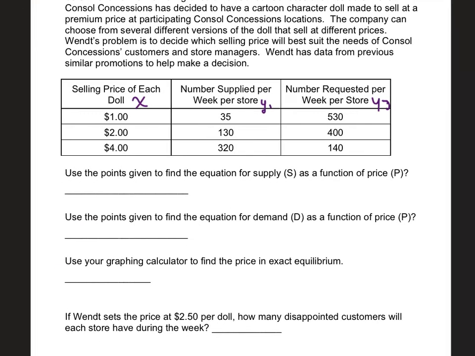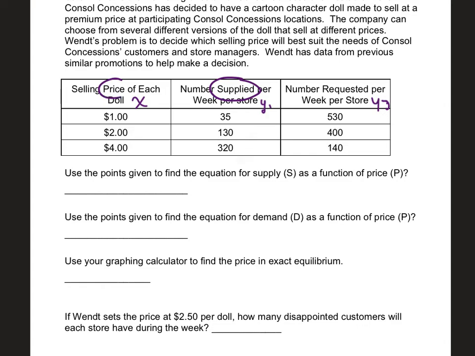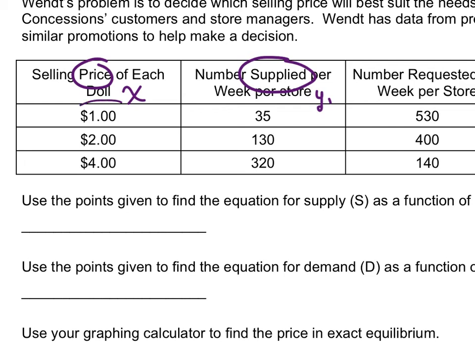The first one says, use points given to find the equation for supply S, so there's supply, and price. So we're going to be using these two pieces. So it wants me to find an equation. Well, to do that, I have to find slope. And I'm just going to circle 2 points. I've got an X1, Y1, an X2, and a Y2.